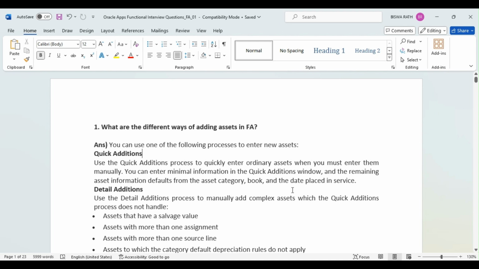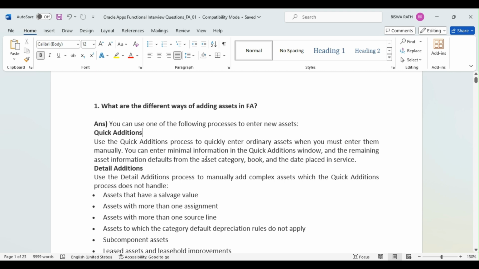Fixed assets related interview questions today. So, what are the different ways of adding asset to the fixed assets?